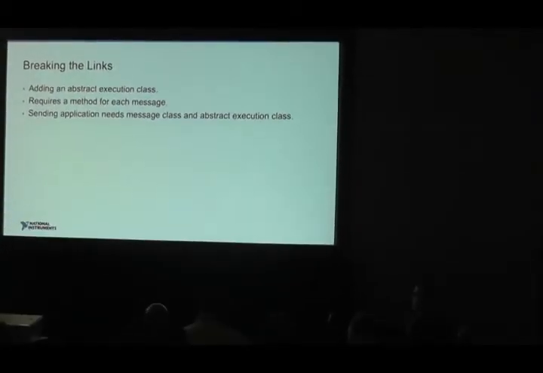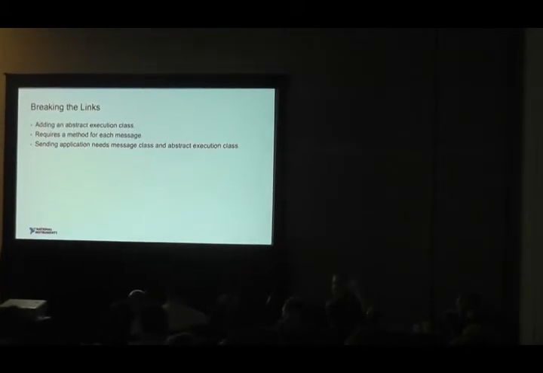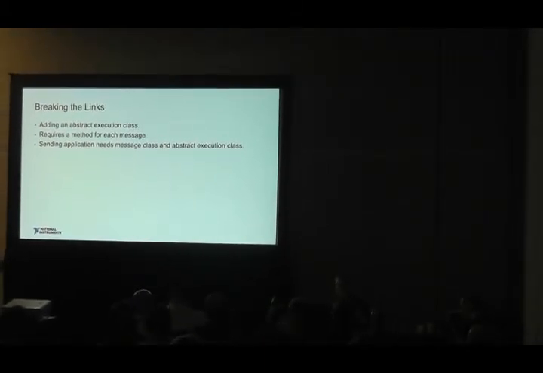But you'll have a method for every single message that's crossing your boundary, and the sender will only need the message class and the abstract version of the execution class. So they'll need the message class where we talked about you defining the payload and it's statically defined so that you don't have your runtime errors. And they'll need a copy of this abstract execution class, which is, again, a whole bunch of methods with nothing in them.